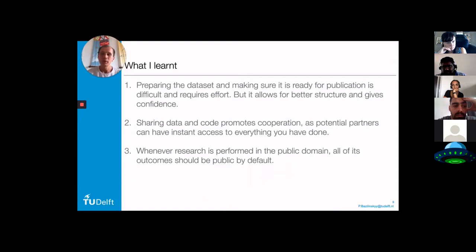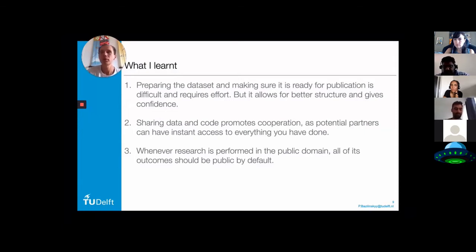What I learned as well is that preparing a data set and making sure it will be ready for publication is difficult and requires quite a bit of effort, but it allows for better structure and gives confidence in results in the publication. So that's why I always try to think of my future data sets from the first days of my project. And sharing data and code promotes cooperation, as potential partners can see what you have.